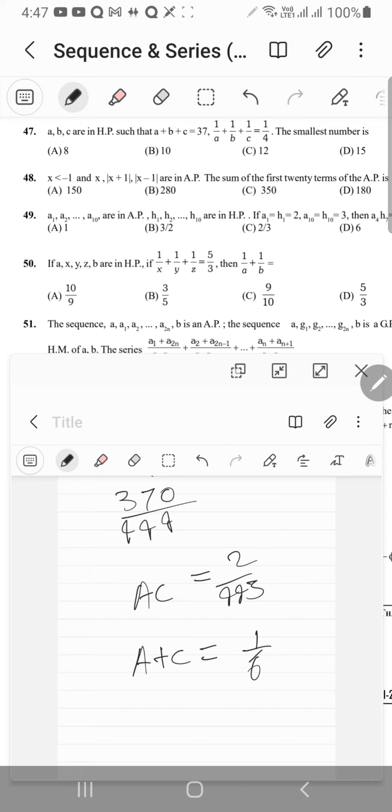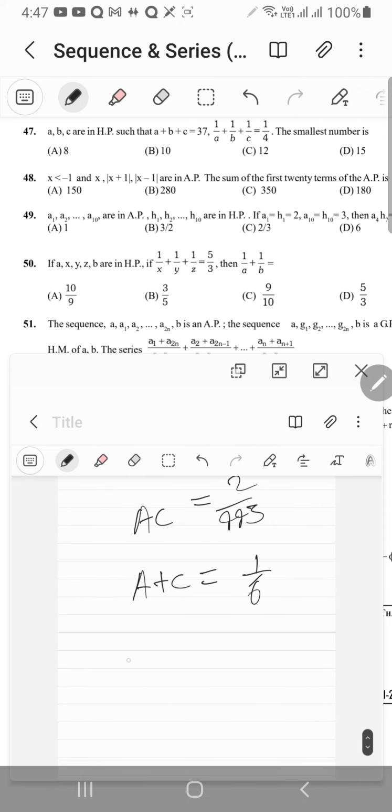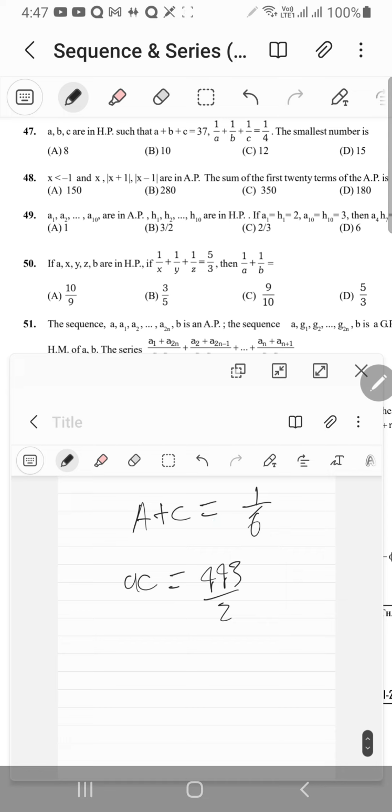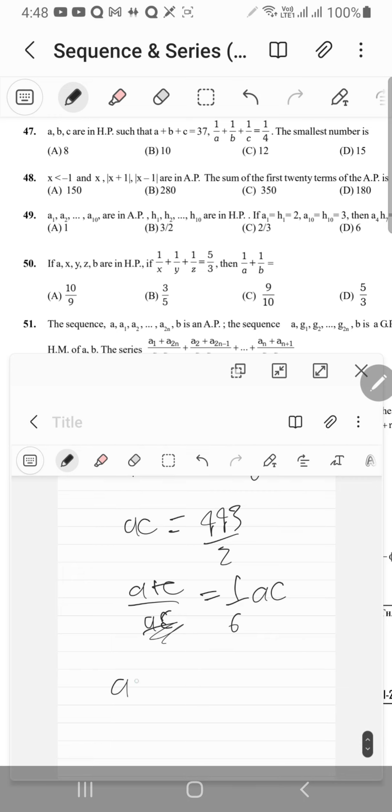Smallest number is, and putting this back, we just have AC, small AC, that's 443 upon 2. And this thing would just be like A plus C upon AC. So AC upon A plus C, or instead, yeah, just write it like this. A plus C upon AC, that thing is 1 upon 6. But that means this is times that times AC, which is A plus C times, okay, A plus C is 1/6 of that. Yeah. Not a multiple of 3, is it?